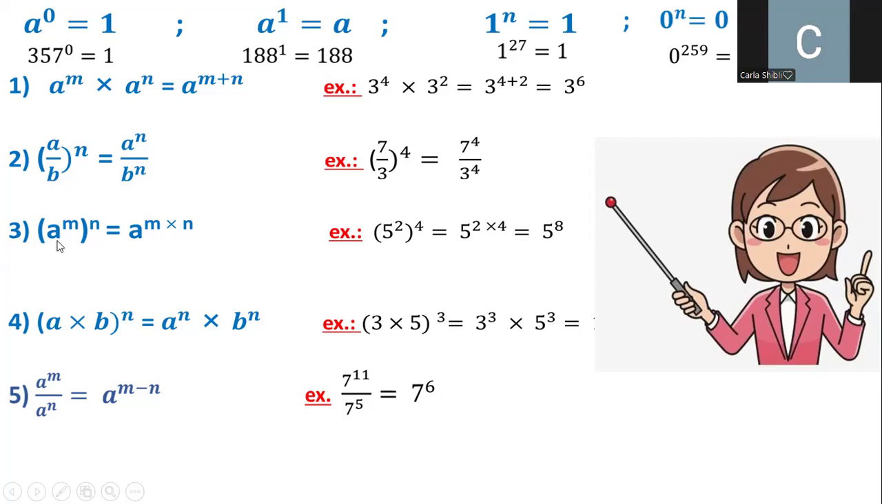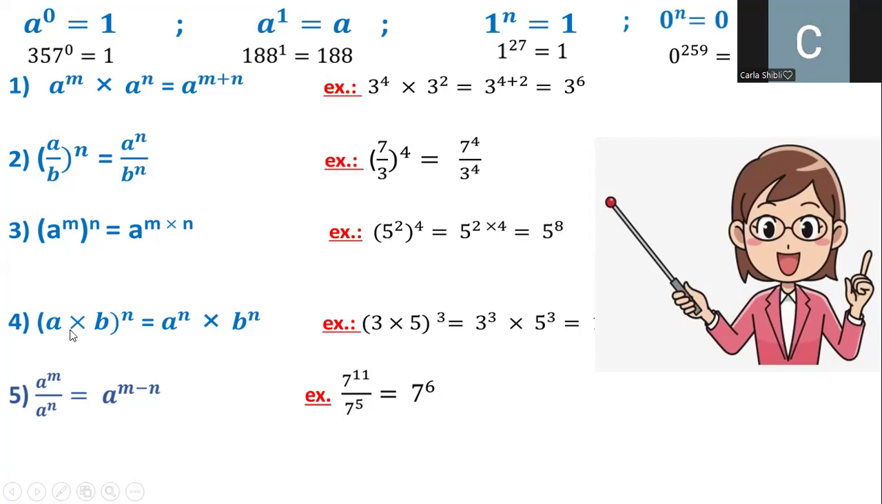Rule number three, this rule we call power of power. We have one base, but we have two exponents: a to the power m, all of it to the power n. So I keep the base a and I multiply the exponents m times n. For example, 5 squared, all of it to the power 4, is equal to 5 to the power 2 times 4, which is 5 to the power 8.